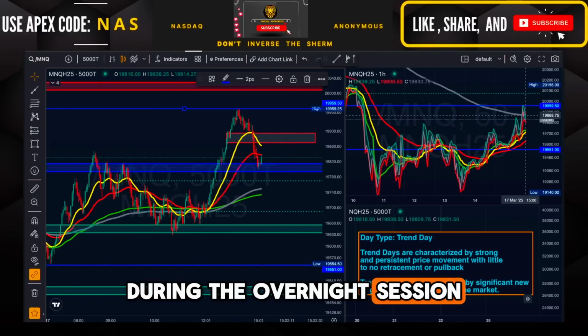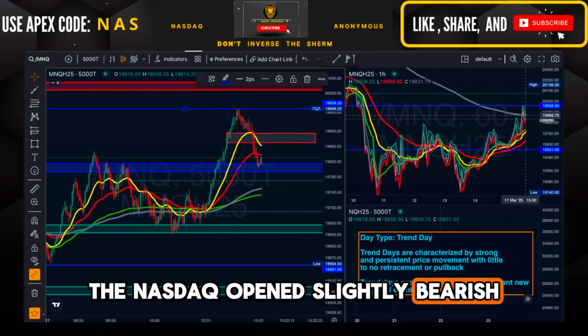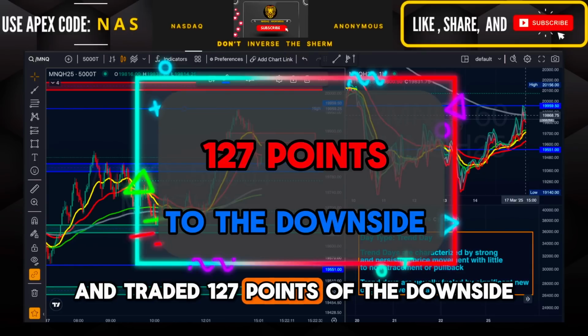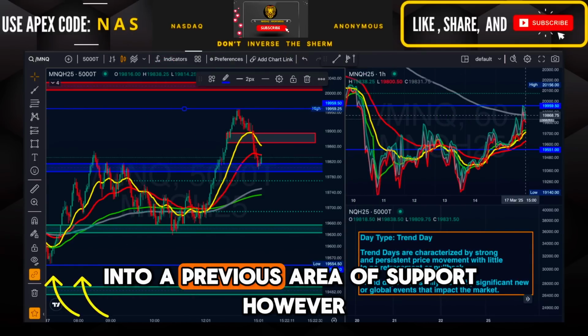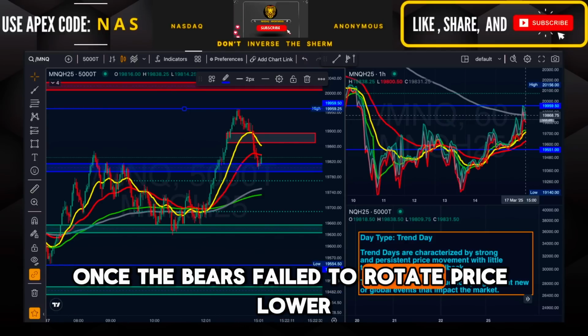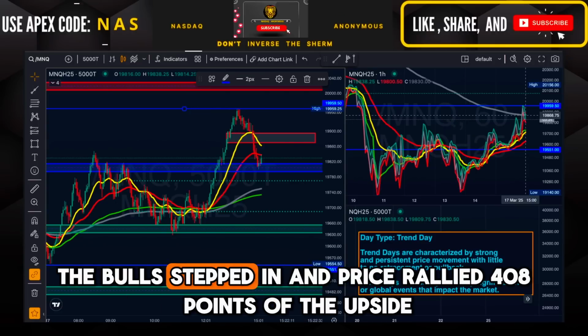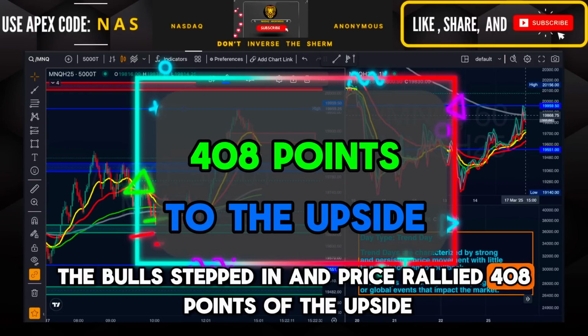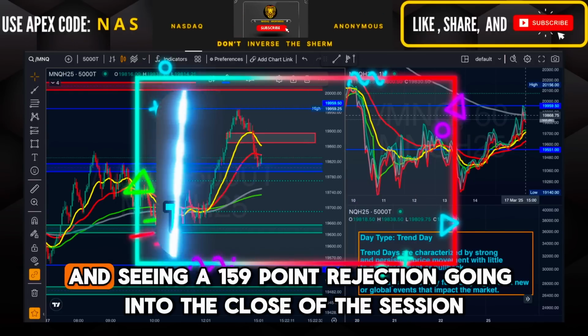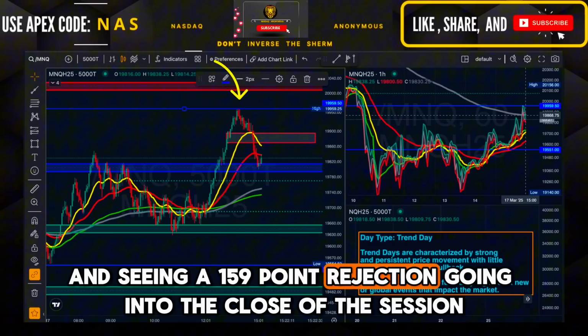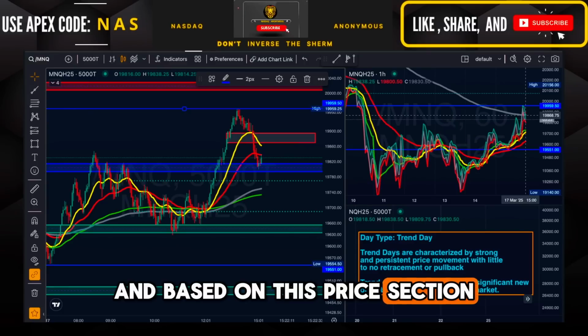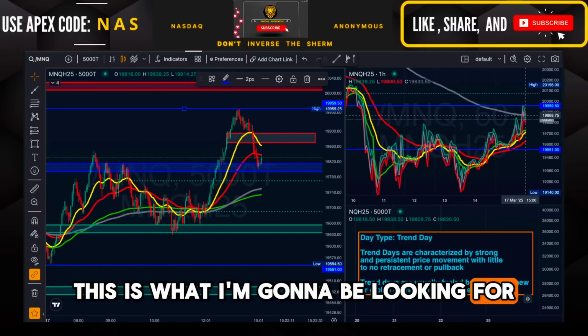During the overnight session, the Nasdaq opened slightly bearish and traded 127 points to the downside into a previous area of support. However, once the bears failed to rotate price lower, the bulls stepped in and price rallied 408 points to the upside, seeing a 159 point rejection going into the close of the session. And based on this price action, this is what I'm going to be looking for.